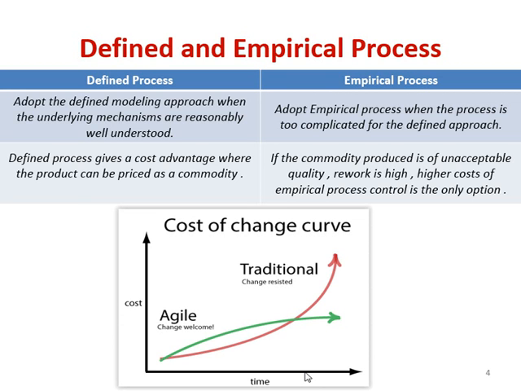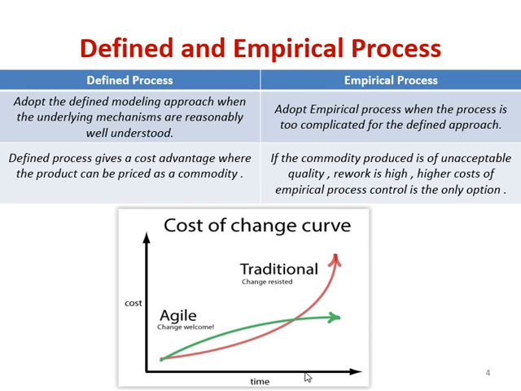If the commodity produced is of unacceptable quality, rework is high and the cost is higher; for an empirical process, control is the only option. What I mean to say is that you don't have any fixed product. Requirements might change. Suppose while you are preparing your pizza, you might decide not to go for a pizza and instead make some other dish. That is an empirical process. A defined process gives a cost advantage where the product can be priced as a commodity, just like tea, or a regular task. So for irregular work you go for an empirical process, and defined processes are the ones in which you have a final product in your mind.